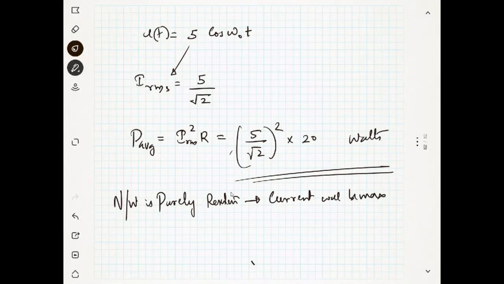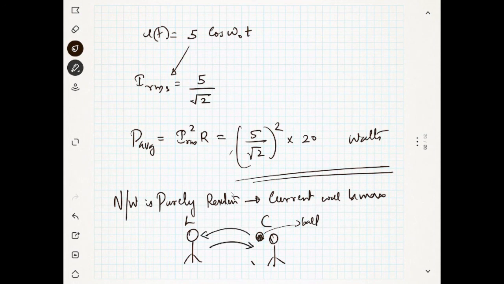So what has happened to this inductor and capacitor? These guys are playing with a ball. This is your inductor and this is your capacitor. The ball means energy, and they are throwing it between them. The inductor will transfer energy to the capacitor and the capacitor will take the energy back. So their net reactance becomes 0 and they don't contribute anything here. That is what is happening here.